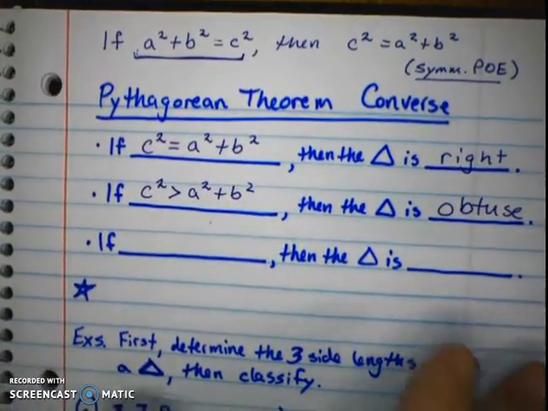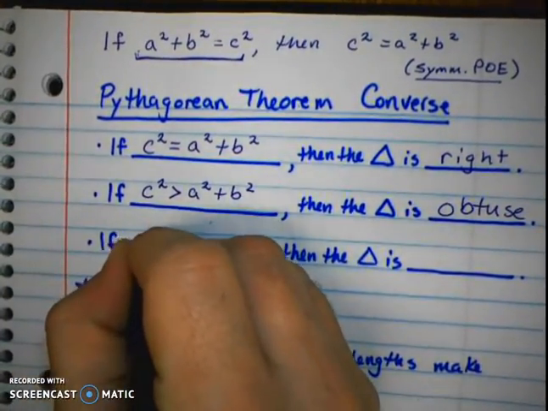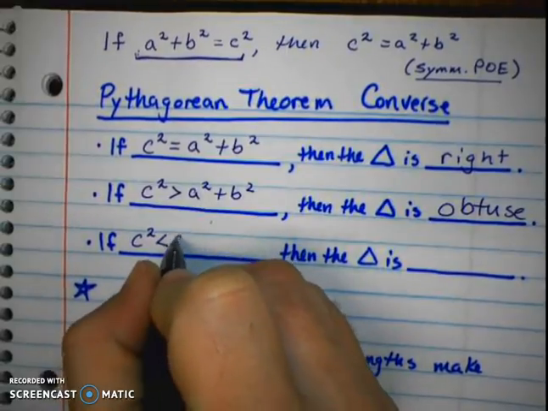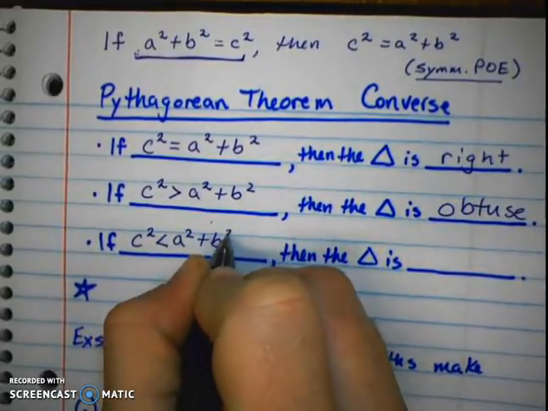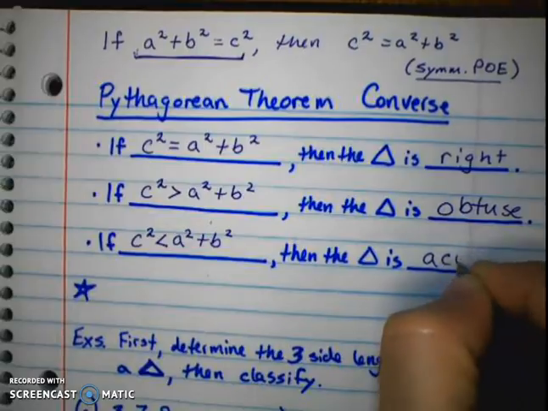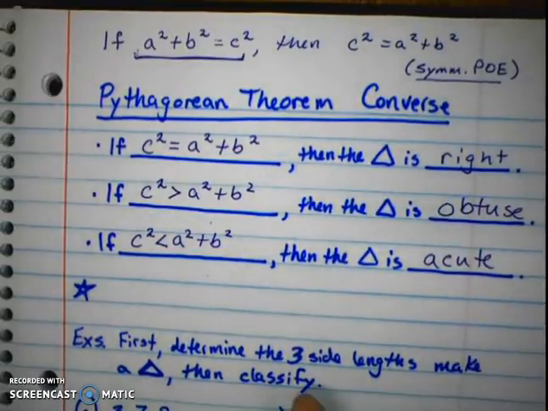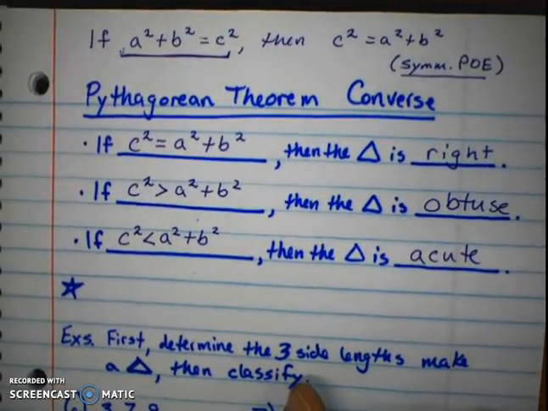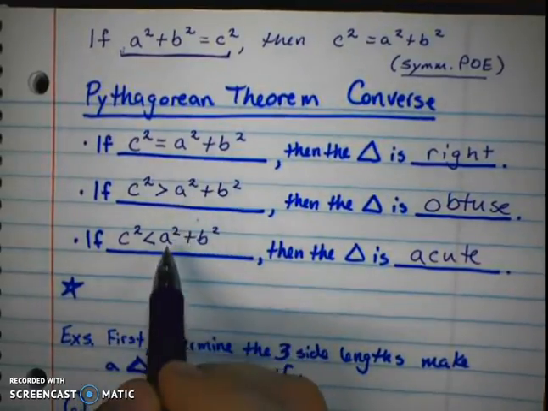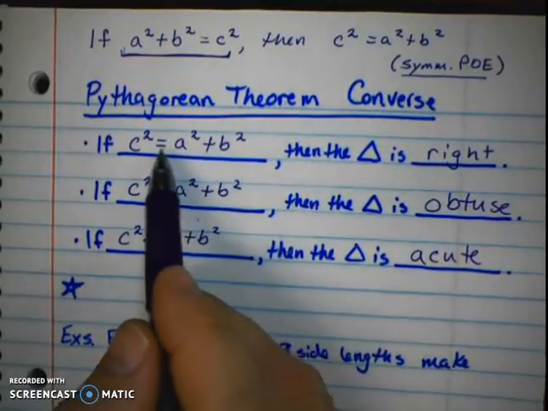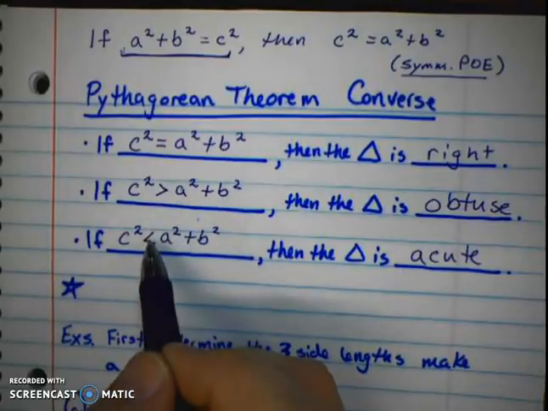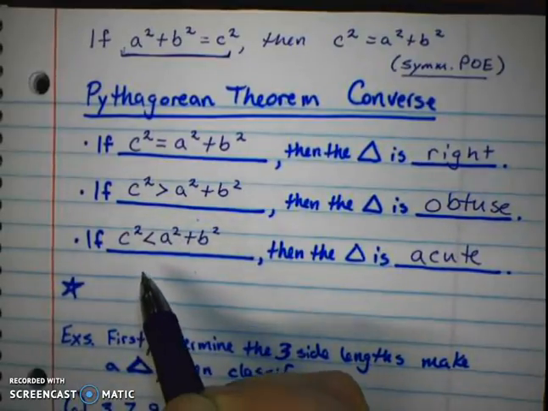Okay? But if you plug in the numbers and c squared is less than a squared plus b squared, it is an acute triangle. So we can actually classify a triangle just by measuring its sides and plugging into our Pythagorean theorem to see if it equals, is greater than, or is less than. Okay? Now I want you to remember this.